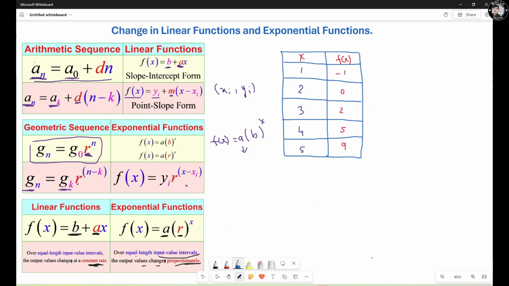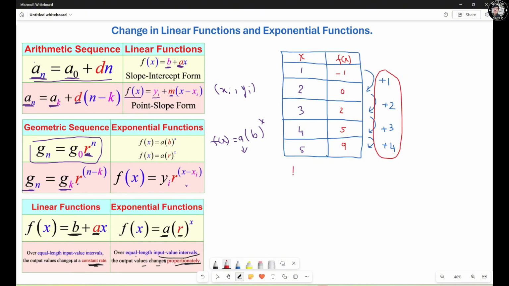Now let's take a look at the second example. Given a table where x goes from 1 to 5 and f of x goes from -1 to 9, we need to find the change in f of x right here. This one is increasing by 1 unit, this one by 2 units, this one by 3 units, and this one by 4 units. So these changes are not constant.